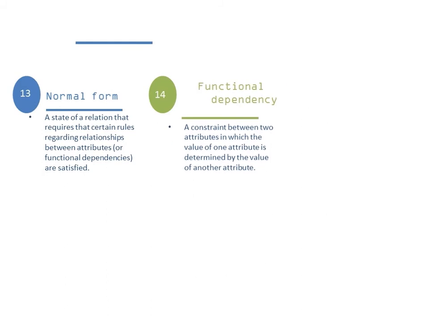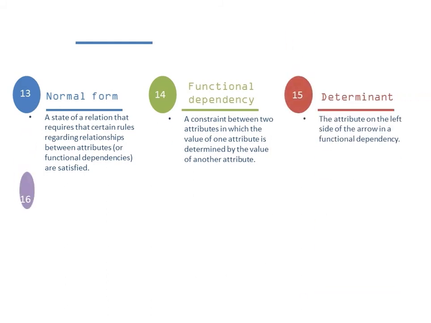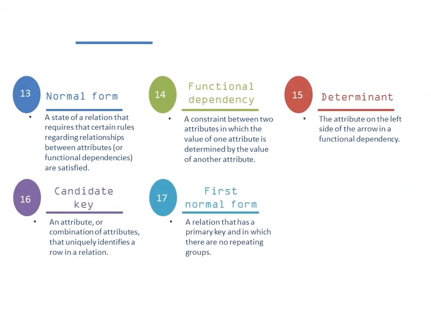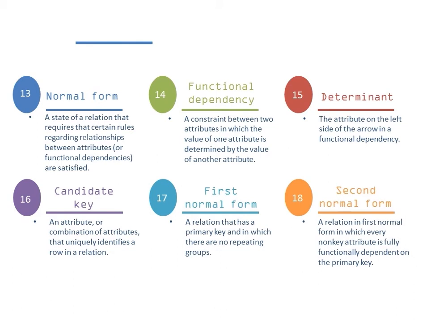Okay, number 13, the normal form. A normal form is a state of a relation that requires that certain rules regarding relationships between attributes, or functional dependencies, are satisfied. And the 14th, functional dependency. A functional dependency is a constraint between two attributes in which the value of one attribute is determined by the value of another attribute.